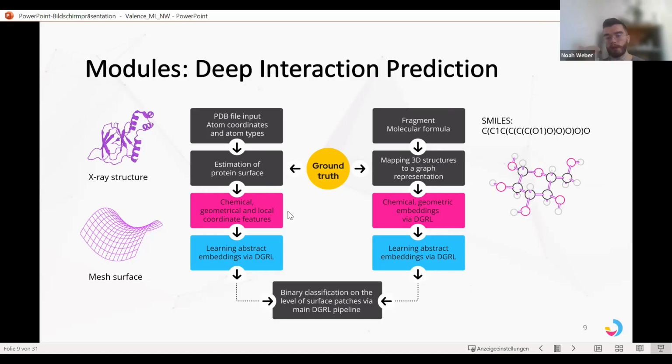We learn with intermediate neural networks. We learn chemical, geometrical, and local coordinate features, essentially finding embeddings that are informative enough to discriminate whether this constitutes a good interaction or not. And we learn this abstract embedding with deep graph representation learning. And at the end, we output, on a surface patch level, whether this interaction is favorable or not, or whether it constitutes the desired interaction in our case or not.